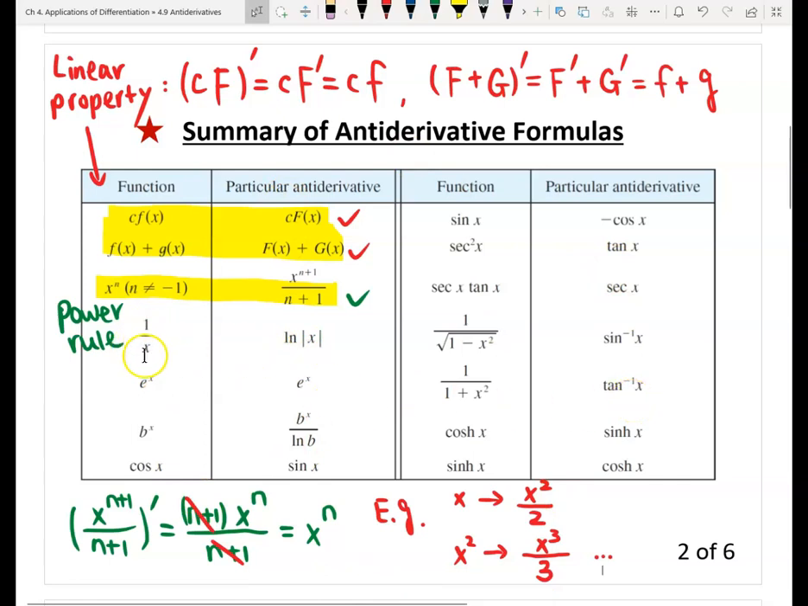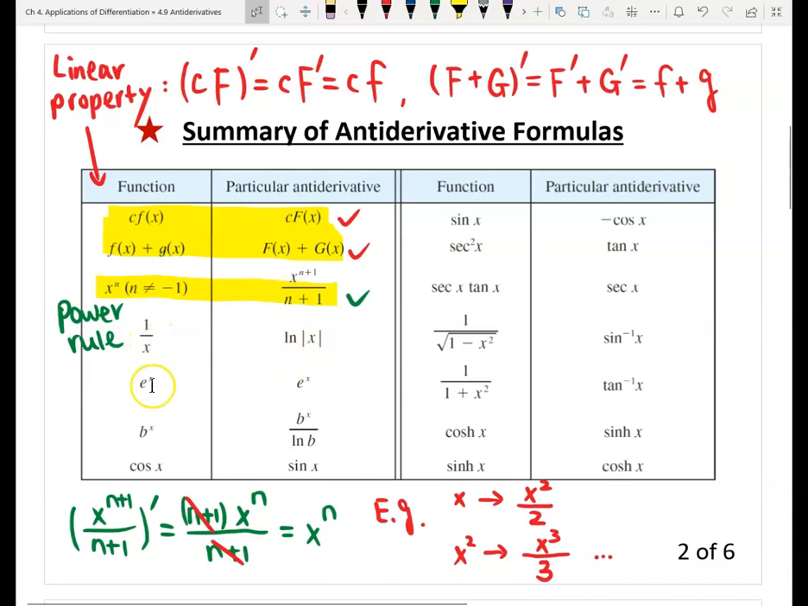So 1 over x is the reciprocal, right? Everyone knows reciprocal. What is the derivative of this function? ln of the absolute value of x. We have a formula before, okay? And the derivative of this is just the reciprocal. Therefore, ln of the absolute value of x is one particular antiderivative of the reciprocal, right?